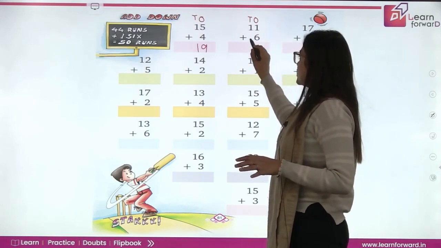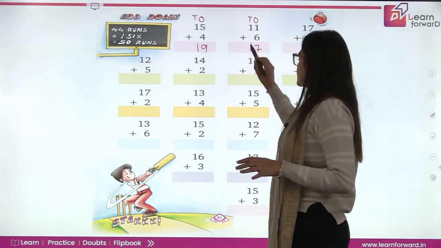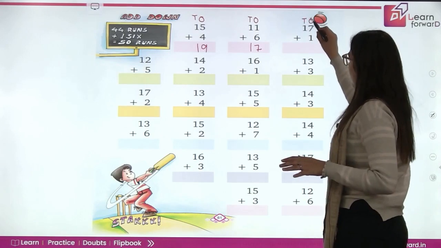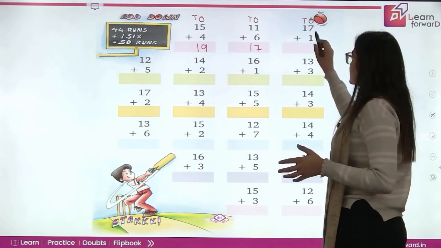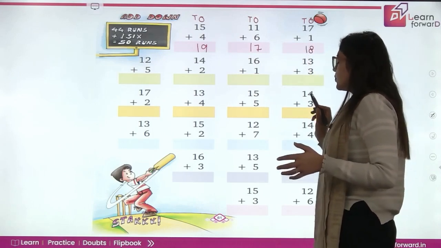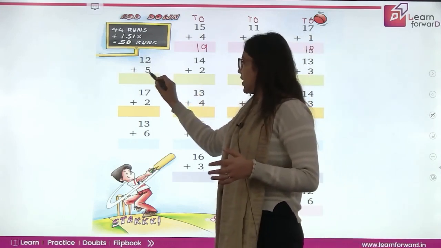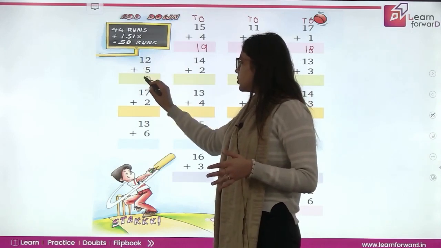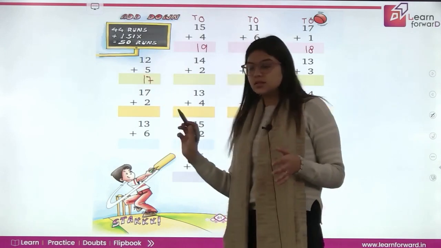And 1 के नीचे कोई number नहीं है. So we will write as it is. Now 17 plus 1. Again we will plus the right side. That is the ones. 7 plus 1 is 8. And 1 आपका as it is आ जाएगा. Now 5 plus 2. 5 plus 2 is 7. And 1 के नीचे कोई number नहीं है. Again 1 as it is आ जाएगा.